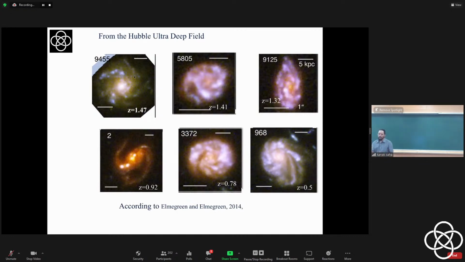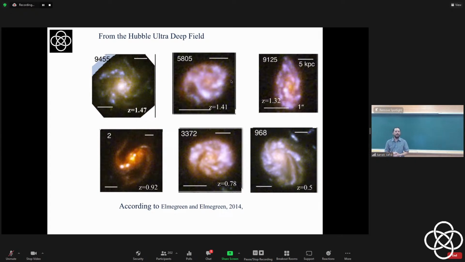Coming to how the galaxies look when they are at a bit lower redshift. We call it lower redshift compared to redshift 6, 7. You see this is z equals 1.47, 1.41, 1, and all the way up to 0.5. You can see that the structures look not very clear, very fuzzy.